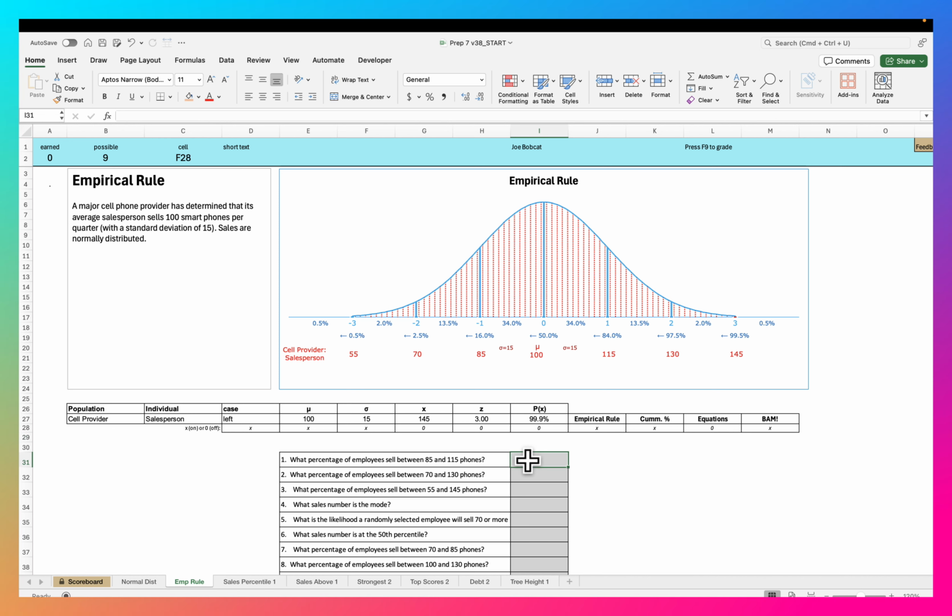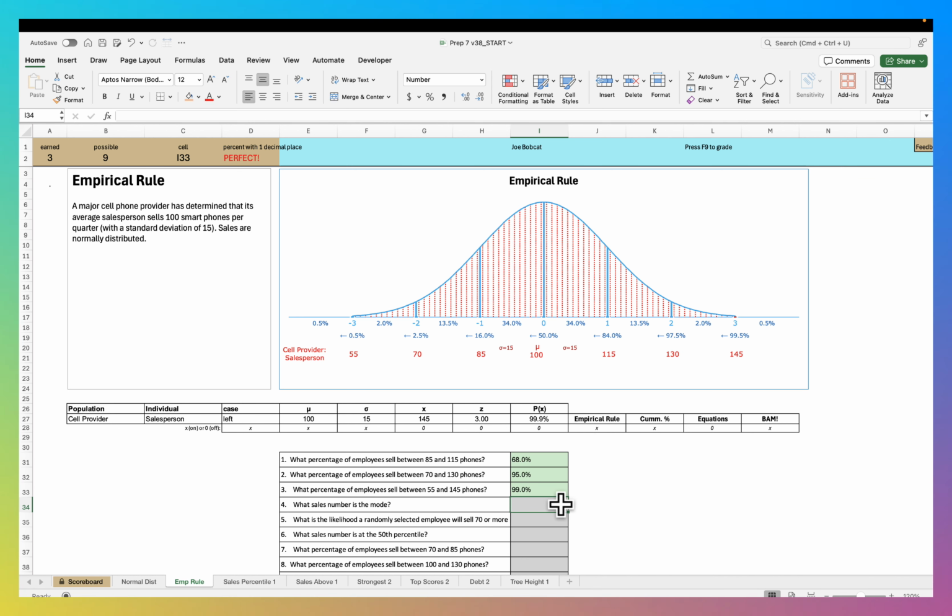So what percentage of employees sell between 85 and 115? There's 85, there's 115. It's one standard deviation either side of the mean, which is 34 plus 34 is 68%. What percentage sell between 70 and 130? There's 70, there's 130, two standard deviations either side of the mean. So that's going to be the 68 that we just got, plus another 27, 95. And between 55 and 145, so it's going to be that 95 plus the 2 and 2 is 4, so that's 99. So remember, there is, again, that 68, 95, 99 rule, which is the empirical rule.